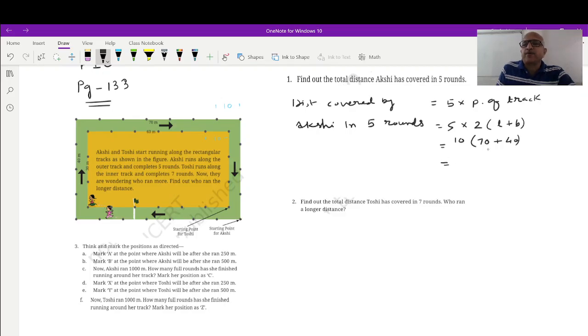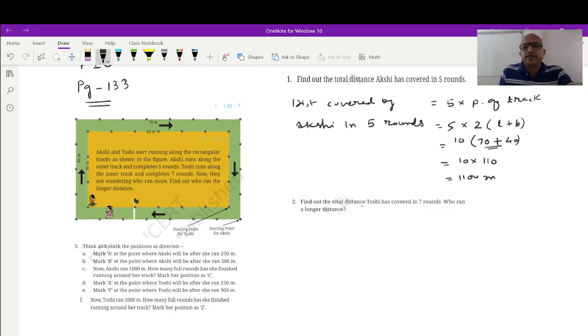Now according to BODMAS, we have to solve the bracket first. So 10 into 7 plus 4, that is 11, so 110. So we have 1100, and the unit will be what here? Meter. Is that clear? So 5 times 2 is 10, then we add L plus B, that is 110 into 10, so we get 1100 meter, that is the total distance covered by Akshi.